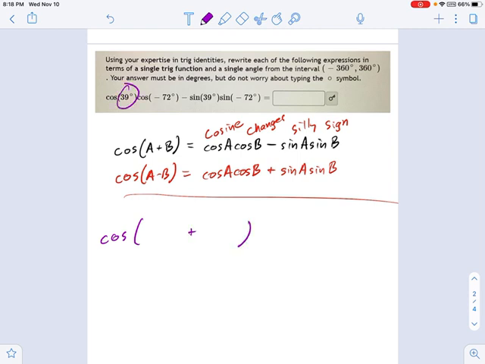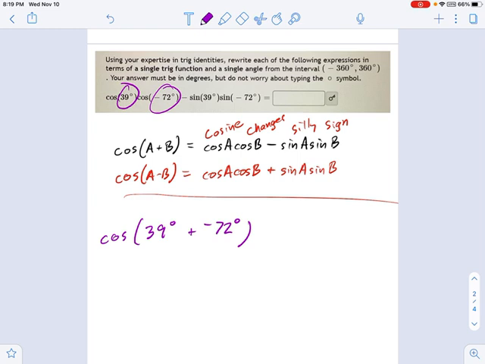Well, I see a 39 degrees right there. And I see a negative 72. Okay, so this might be the hardest part. What's 39 minus 72? Oh boy. Oh, come on. It's late. Don't judge. Internet says it's 33 degrees.